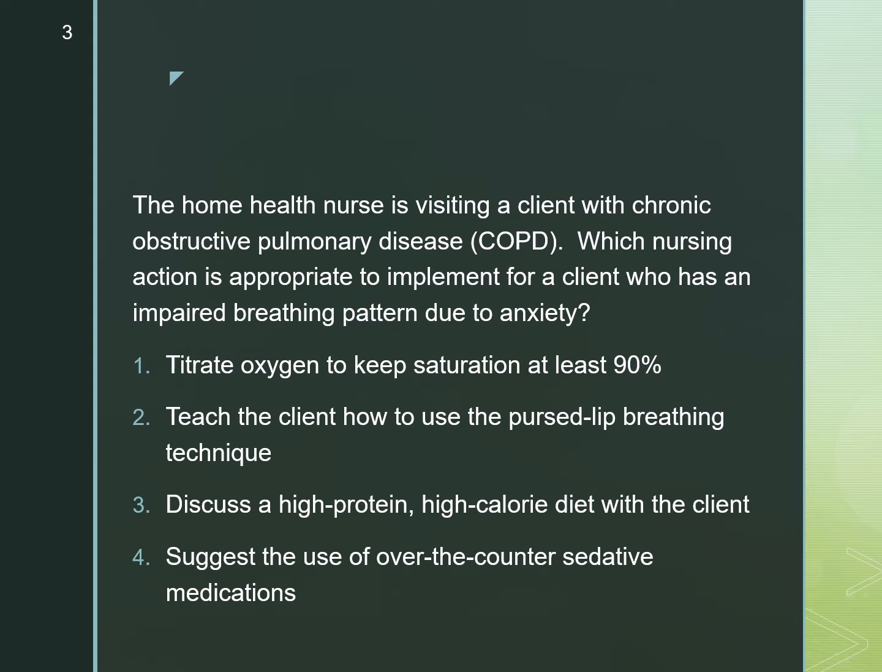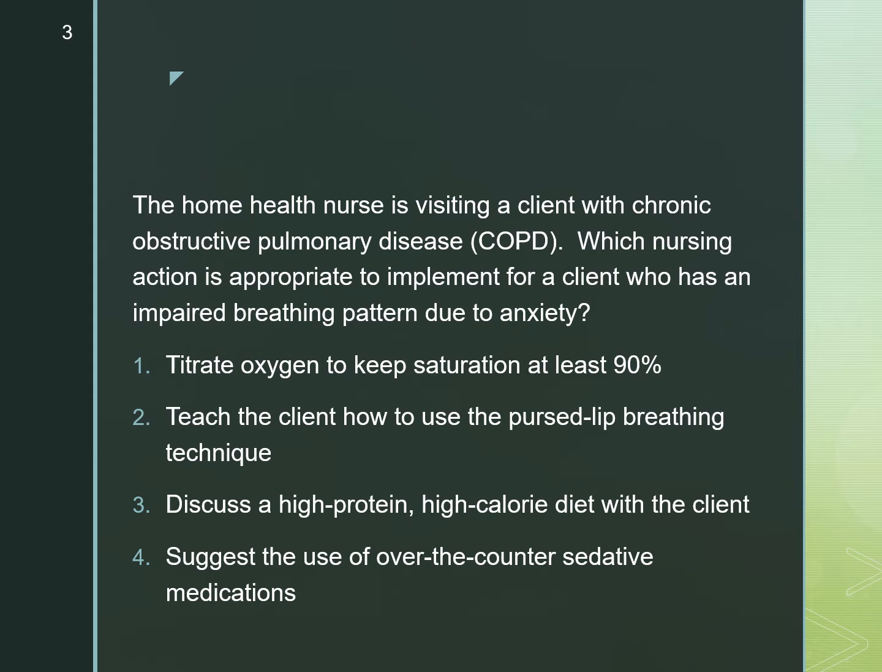Titrate the oxygen to keep the saturation at least 90%. It's really not a bad idea, but we also need to realize that sometimes our COPD clients may live at 88%, and if we get them up to 90%, yeah, that's great, but they're perfectly normal at 88%. So, yes and no on number one.